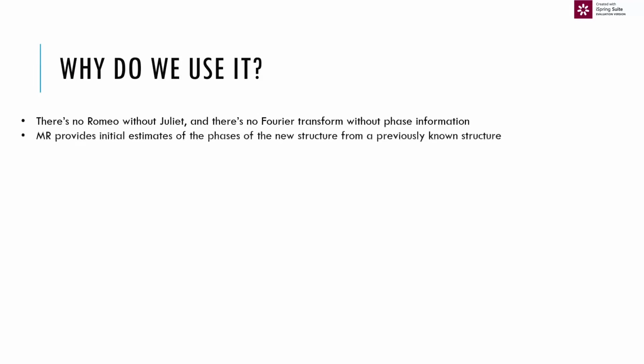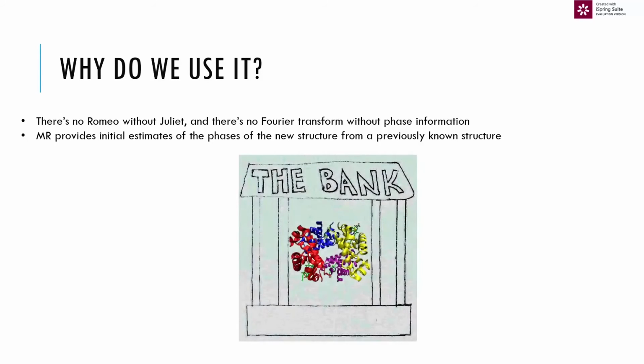Why do we use it? There's no Romeo without Juliet, and there's no Fourier transform without phase information. Molecular replacement provides initial estimates of the phases of the new structure from a previously known structure.